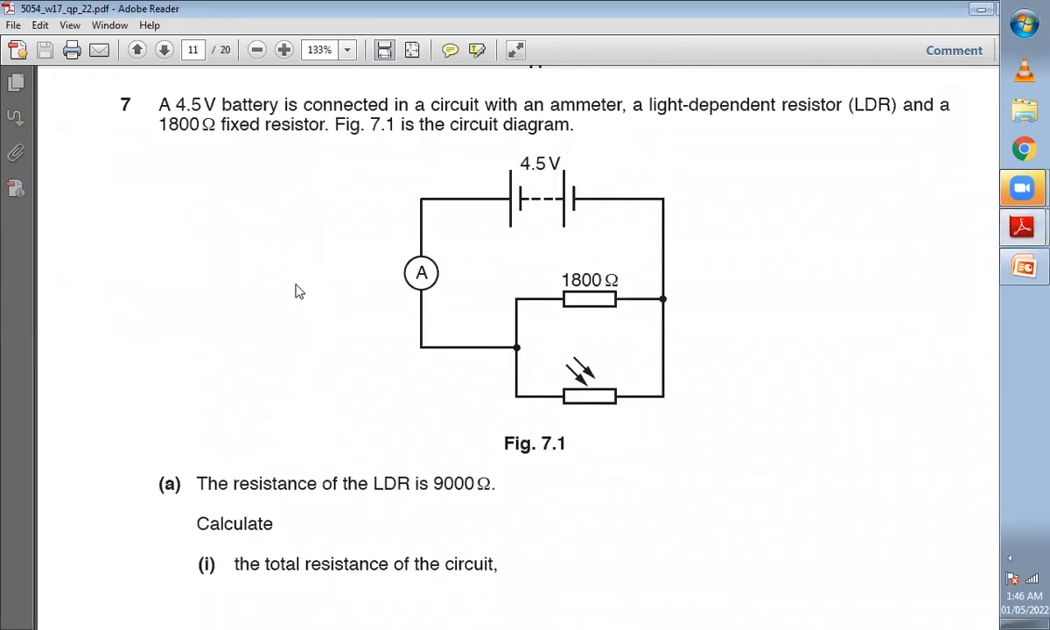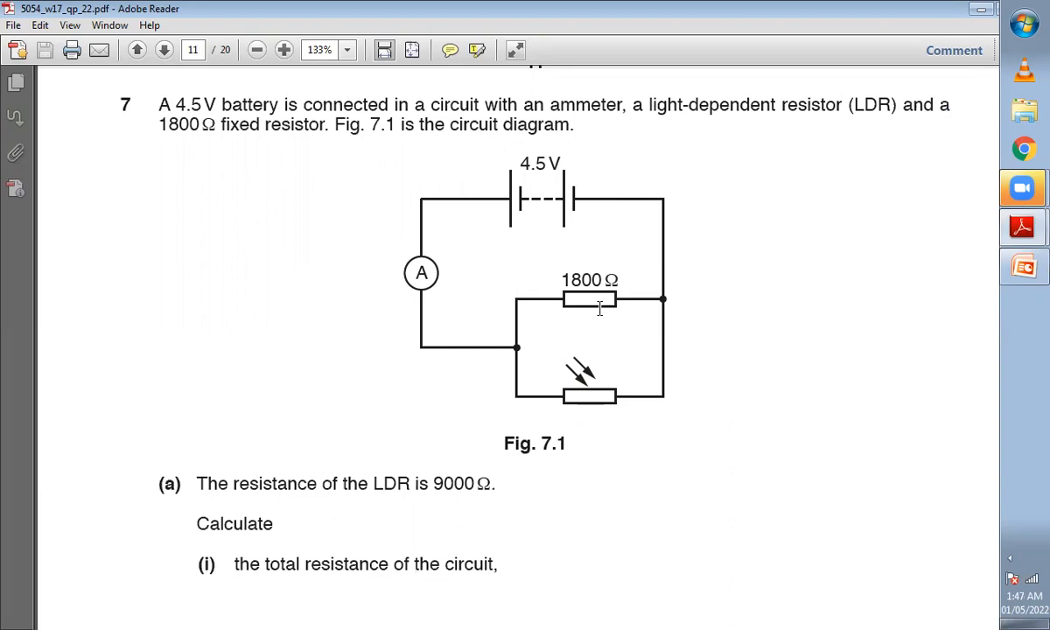The next question is question number 7. A 4.5 volt battery is connected in a circuit with an ammeter, a light dependent resistor, LDR, and a 1800 ohm fixed resistor. Figure 7.1 is the circuit. So here you have a battery which is 4.5 volt. Here you have an ammeter which will tell you how much current is coming from the battery. Here you have the 1800 ohm fixed resistor. The resistance is not changing. This is the LDR, so its resistance depends upon the light. If there is brightness, its resistance will be less. But when it is dark, its resistance will be high.